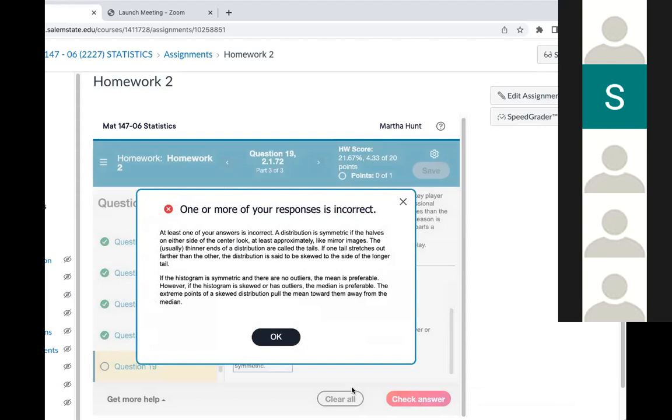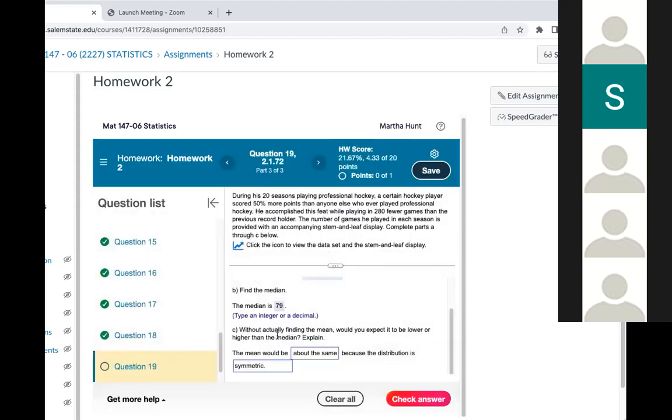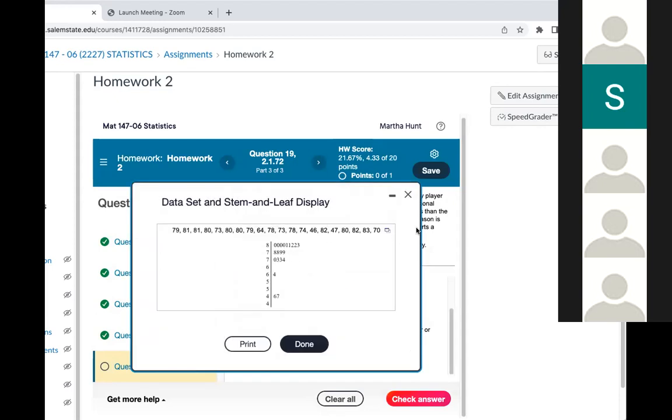Oh no. What does our little message say here? Histogram is symmetric if there are no outliers. Oh, rats. Well, we've only got a couple minutes left. Let's open it in StatCrunch.